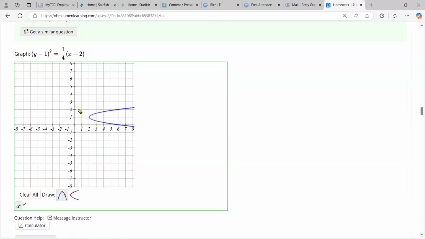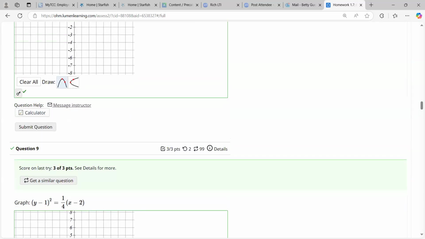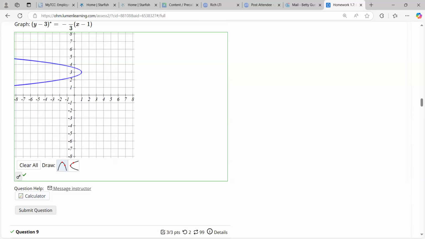Next one, same thing. I'm sorry, how did you get negative 2, 2? Yeah, negative 2, 2 and negative 2, 4. Negative 2 was the x that she plugged into the equation. And then she solved that to get y, which was 2. Oh, I understand what you're saying.